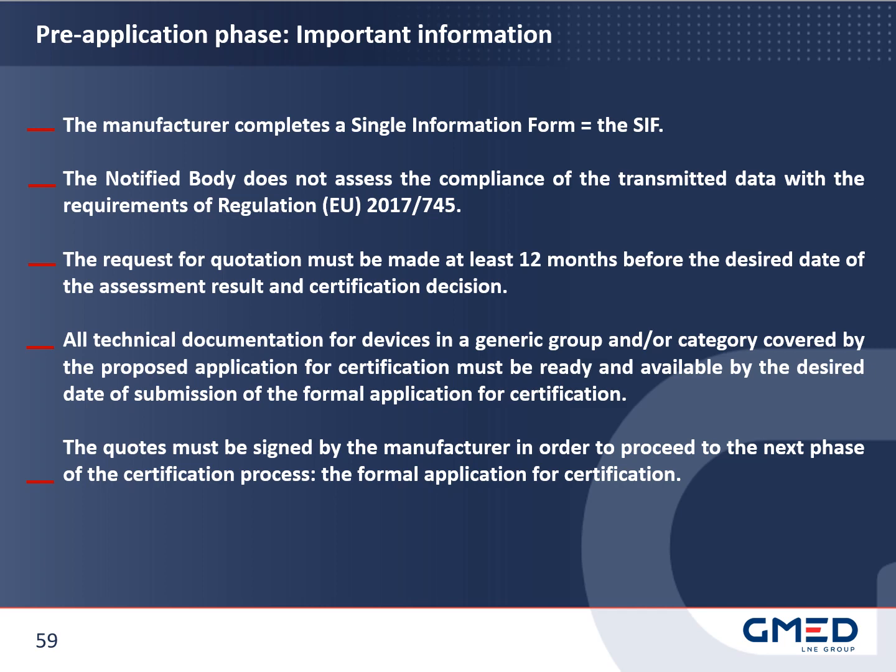The single information form serves as the basis for defining the certification project. An error or inaccuracy in the information provided can have a significant impact on the entire certification process. The request for quotation must take place at least 12 months before the desired date of obtaining the result of the assessment and the certification decision under Regulation EU 2017/745. All the technical documentation of the devices present in a generic group and/or category must be ready and available in order to certify all the devices of the corresponding generic group and/or category. The quotations must be signed by the manufacturer in order to proceed to the next step in the certification process.